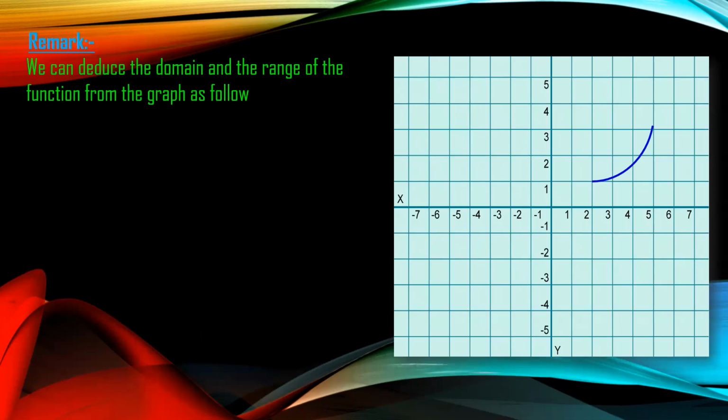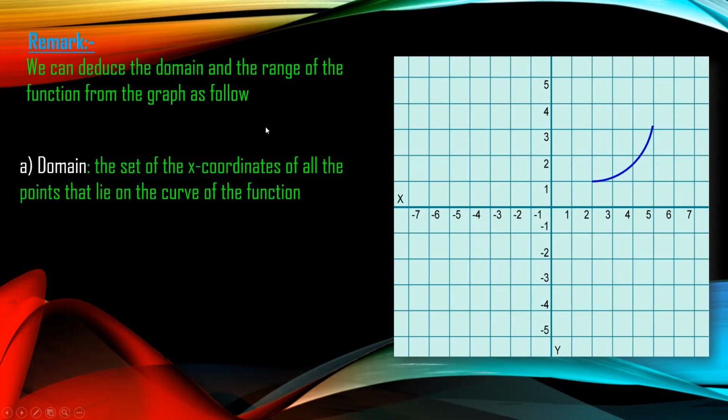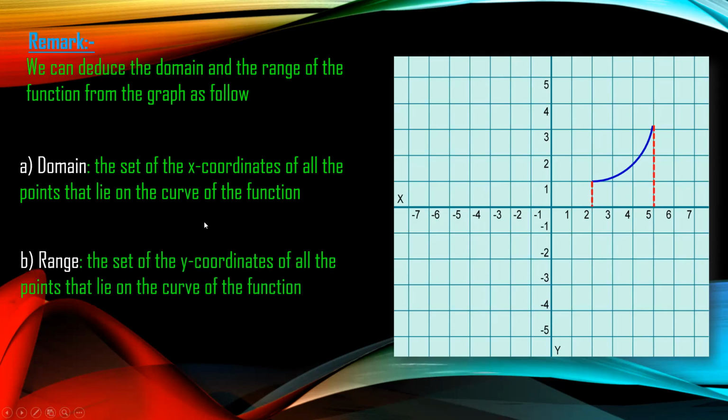You can deduce the domain and the range of the function from the graph as shown. The domain is the set of x coordinates of all the points that lie on the curve of the function, while the range is the set of y coordinates of all the points that lie on the curve of the function.